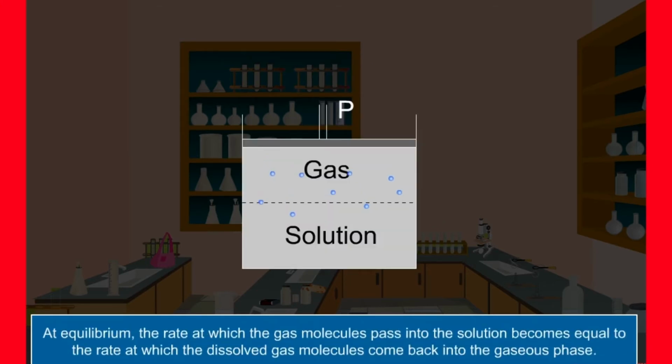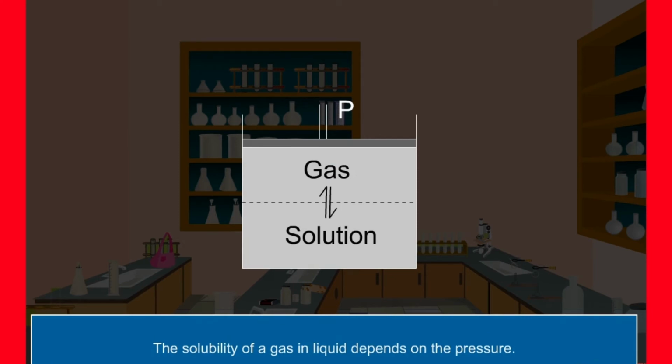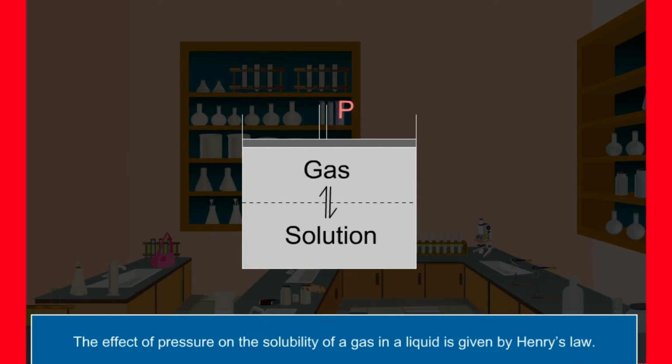At equilibrium, the rate at which the gas molecules pass into the solution becomes equal to the rate at which the dissolved gas molecules come back into the gaseous phase. The solubility of a gas in liquid depends on the pressure. The effect of pressure on the solubility of a gas in a liquid is given by Henry's law.